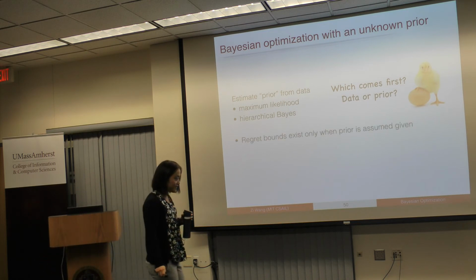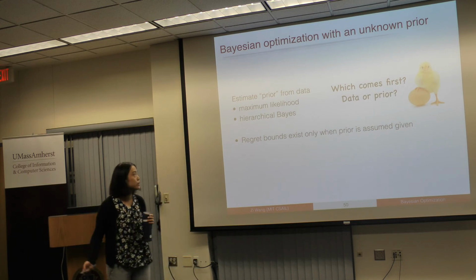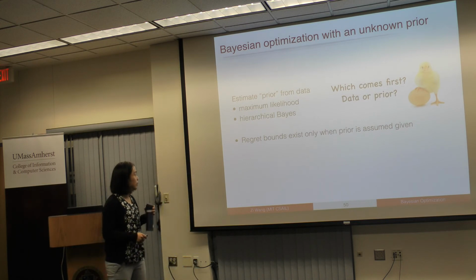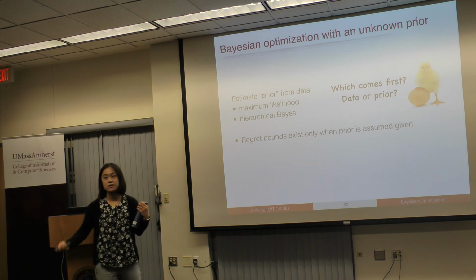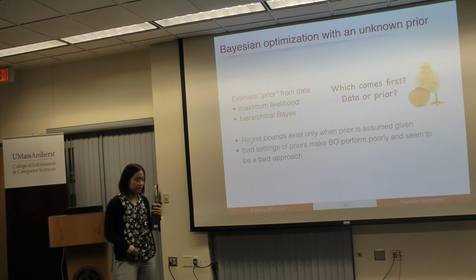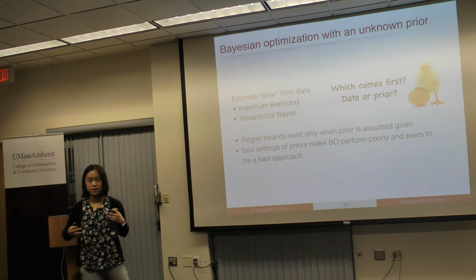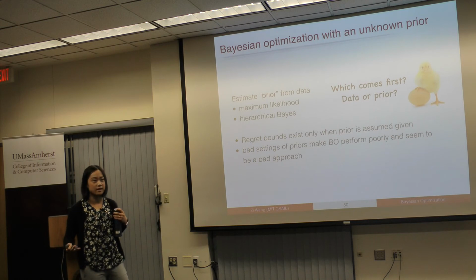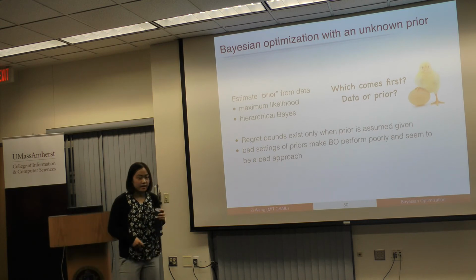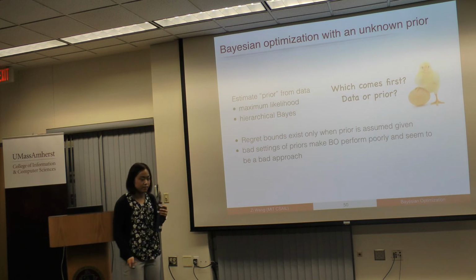So this resulted in 2 problems. One is that theoretically we don't really know whether we have any regret bound when the prior is unknown. And at the same time, if we're using a bad setting of these prior distributions in Bayesian optimization, the approach will perform very poorly and will seem to be a bad approach.